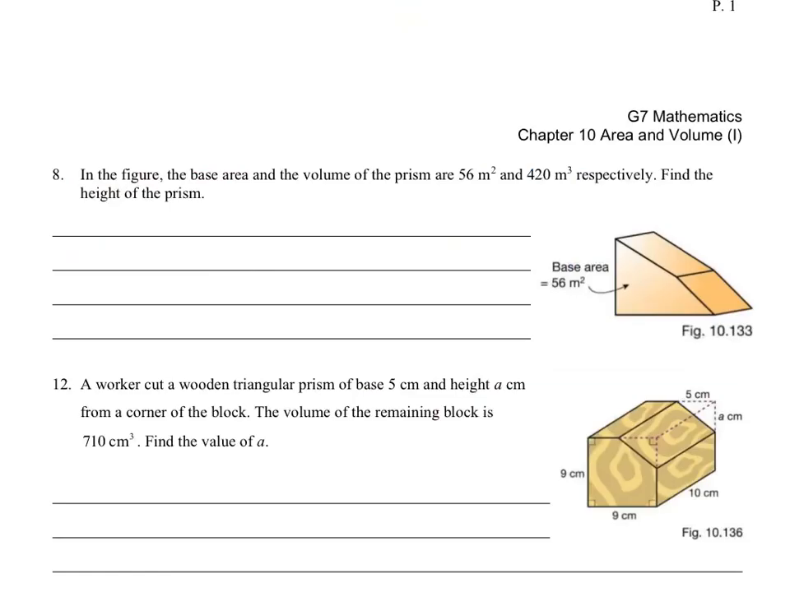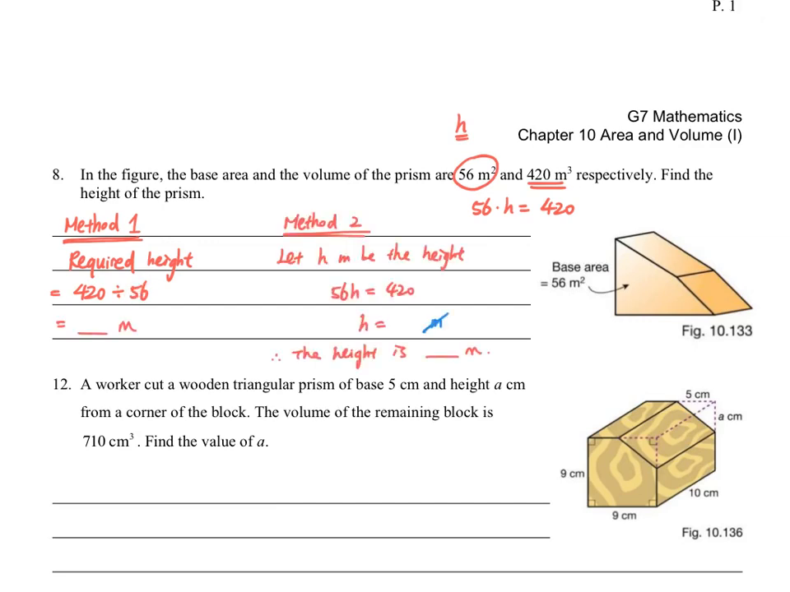Look at number 8. This time you have the base area and then you have the volume. It means that if you have the height h, then 56 times h would become 420. If you divide this 56 to the other side, you will get method 1. Required height is 420 divided by 56. Of course, you are also welcome to choose method 2. If you choose method 2, then you have to use all the units perfectly. You have to write let h meter be the height, and then you solve it without any unit, and the final conclusion should have meter here.